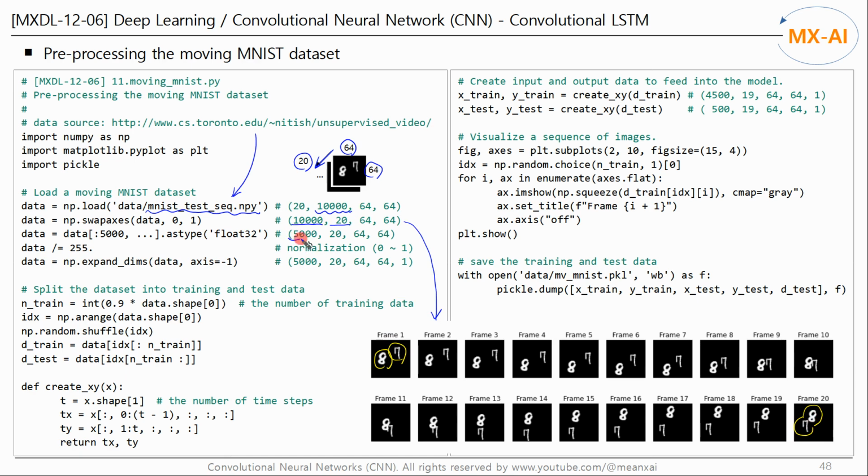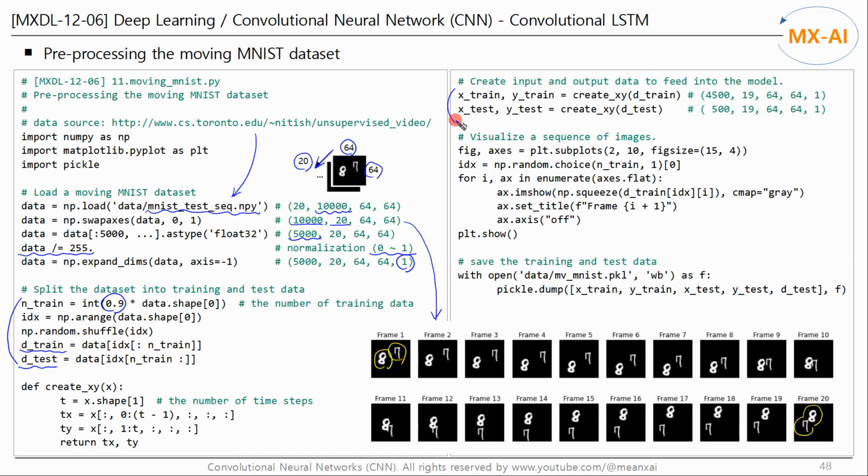We will only use 5,000 sequences because it takes a long time to train a model. And we normalize the pixel values of each image to values between 0 and 1. To use 2D convolutional layers, we add a channel dimension at the end. Since this is a grayscale image, it only has one channel. Split the dataset into training data and test data. We use 90% of the dataset for training and 10% for testing.